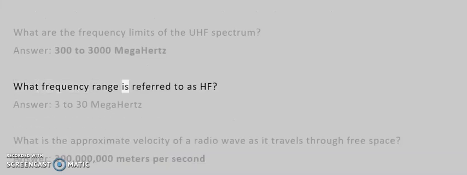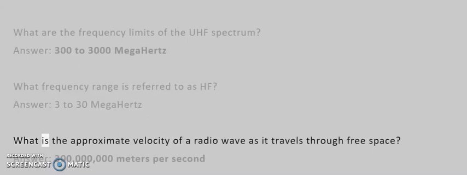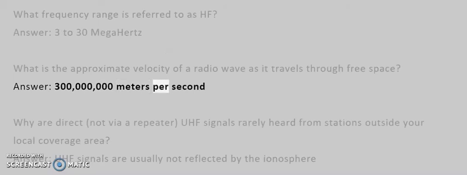What frequency range is referred to as HF? Answer: 3 to 30 megahertz. What is the approximate velocity of a radio wave as it travels through free space? Answer: 300 million meters per second.